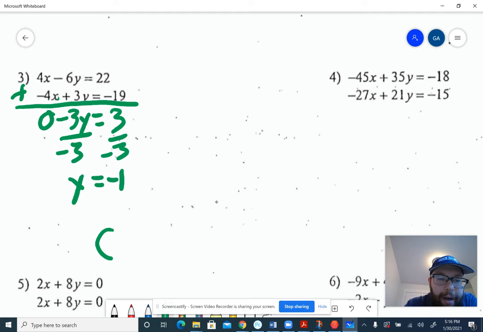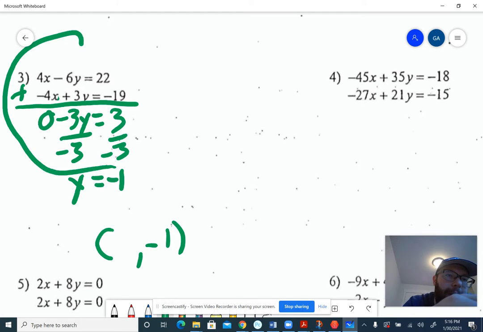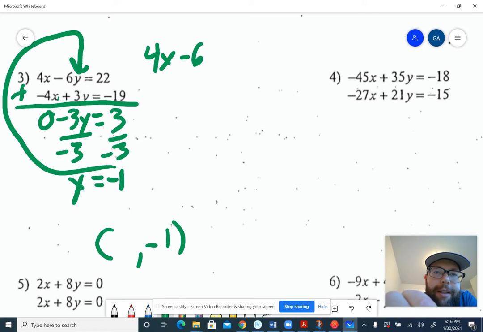So in my ordered pair, I know the y coordinate is going to be negative 1. I need to figure out what the x coordinate is. So I'm going to take what y is equal to and plug it into, it doesn't matter which equation, but it's easier to just draw the arrow going to the top. So let's do the top. I'm going to plug negative 1 into the y on that first equation. So I would have 4x minus 6 times negative 1 equals 22.